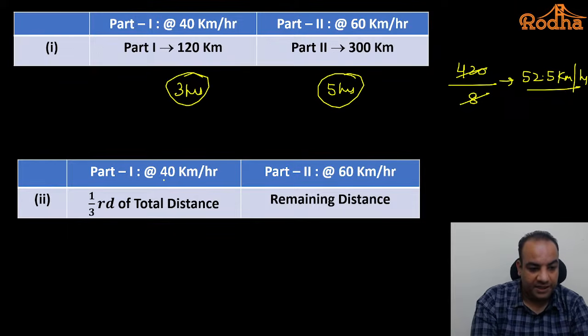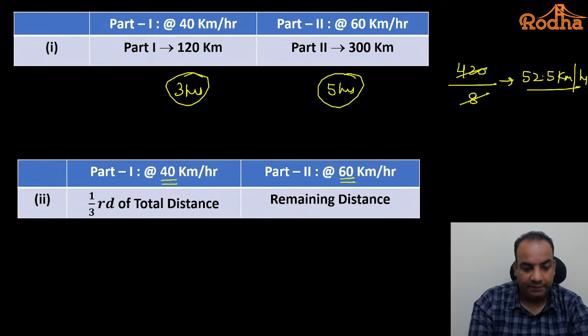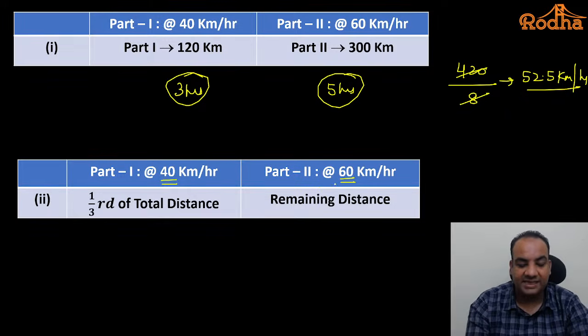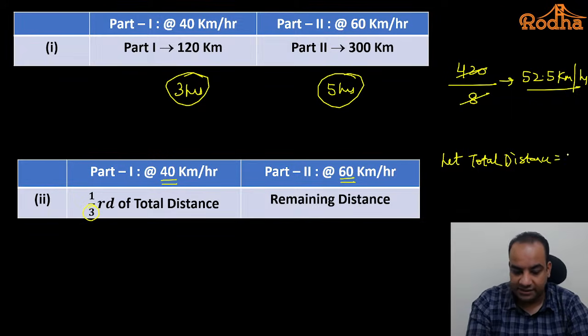Now here the speed is 40 km per hour. Here the speed is 60 km per hour. Distance is not given. If I assume the LCM of 40 and 60, that is 120 km, and the denominator is 3, so 120 into 3 is 360. Let the total distance be 360. I have assumed the total distance to be 360 km. Now 1/3 of the distance is 120 km. Remaining distance would be 240 km.